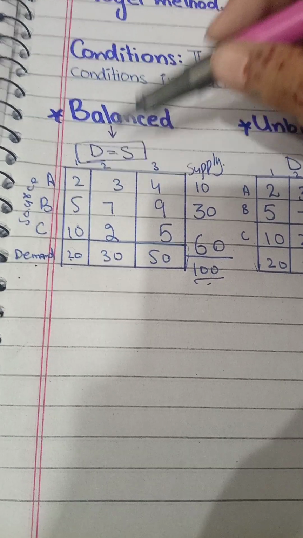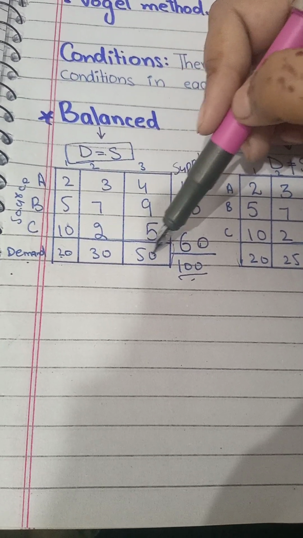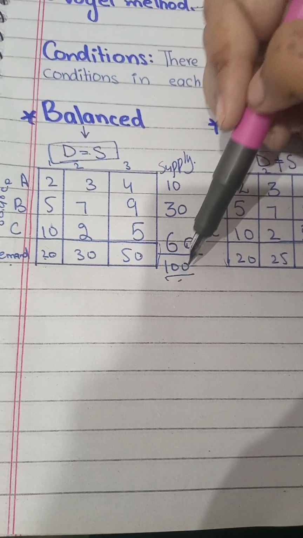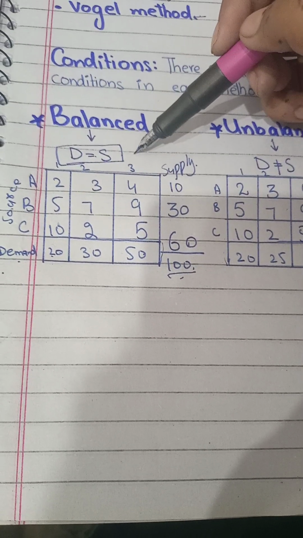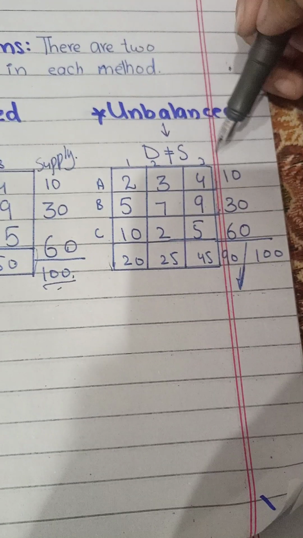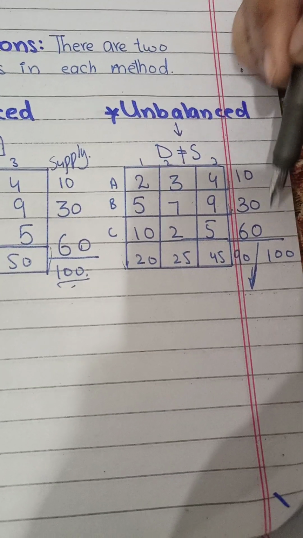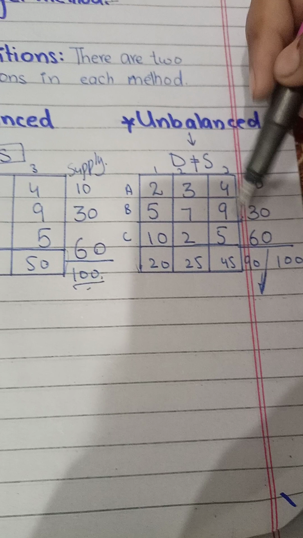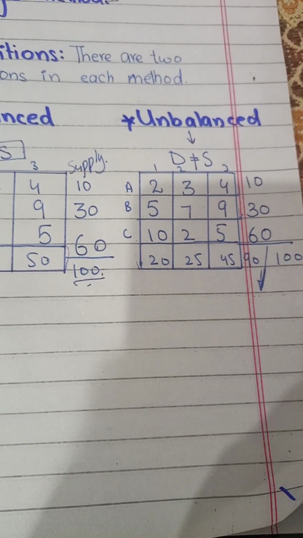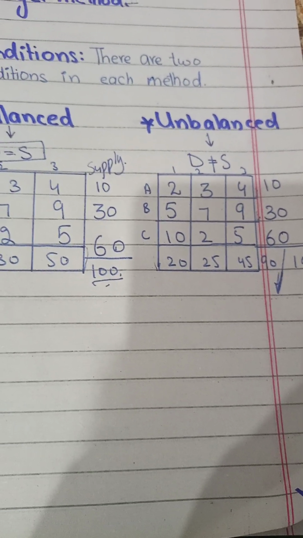In the following example, demand is 20, 30, 50. The sum of 20, 30 and 50 becomes equal to 100. At the same time, the sum of 60, 30 and 10 becomes equal to 100. This is a balanced equation. On the other hand, the sum of 20, 25 and 45 equals 90, while the sum of 60, 30 and 10 equals 100. This is the unbalanced form. To make it balanced, we have to add a dummy row or dummy column. Today our topic to discuss is the least cell method.